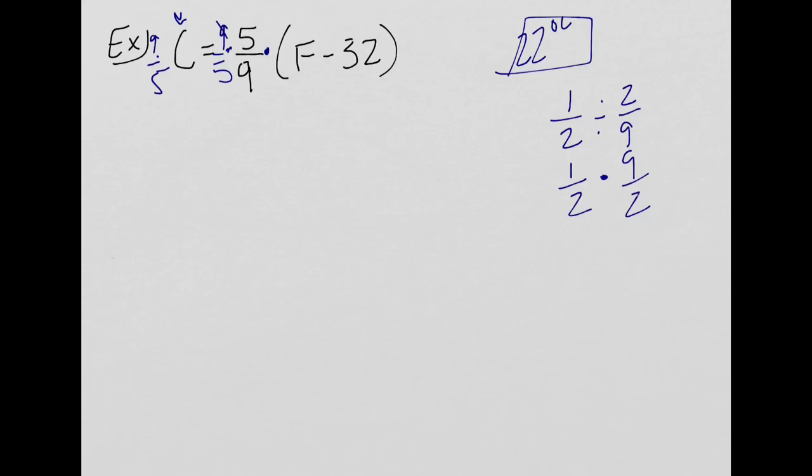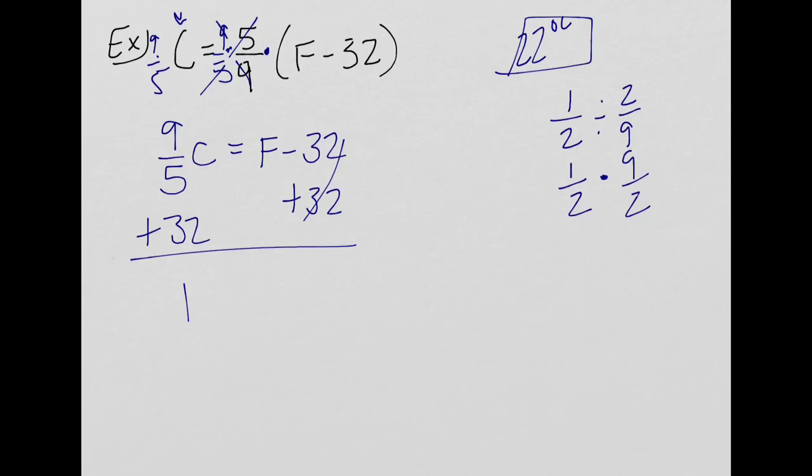And watch what happens. The 9's cancel, the 5's cross cancel, so that goes away. So on this side, we've got 9/5 times C equals F minus 32. So now I'm only one step away from getting F by itself. I need to add 32 to both sides. So F equals 9/5 C plus 32.